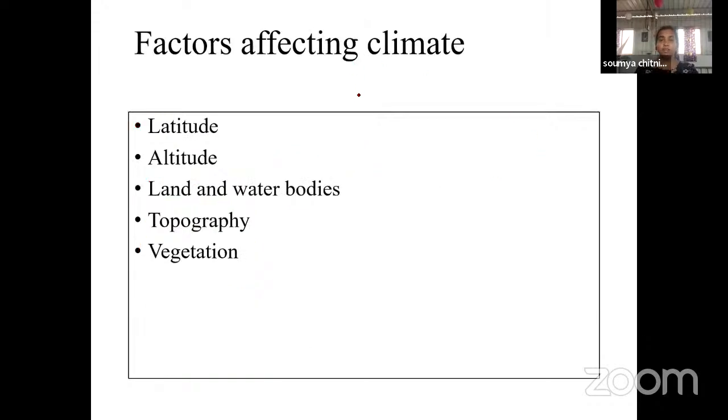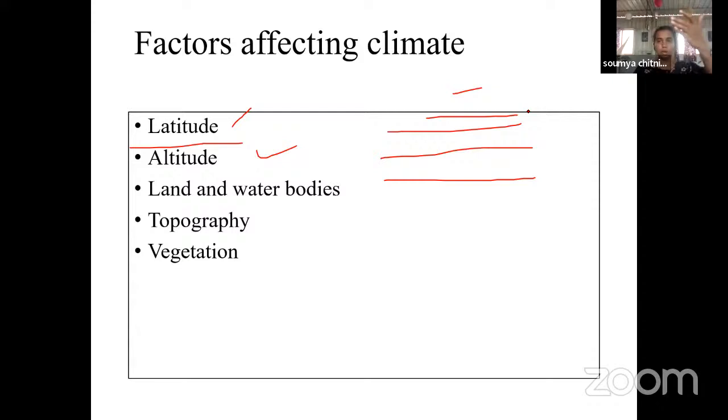Okay, so what are the different factors that will be affecting the climate? Now we know what is weather and what is climate. So what are the different factors affecting the climate? One is latitude, altitude, land and water bodies, topography and vegetation. Latitude: you must have gone through the world map, right? You may find the equator, then the Tropic of Cancer and some other latitudes, and finally the northern polar. Similarly, on the southern side also we may find different latitudes. These are the horizontal imaginary lines on the world map we usually find. Okay, so these are latitudes.